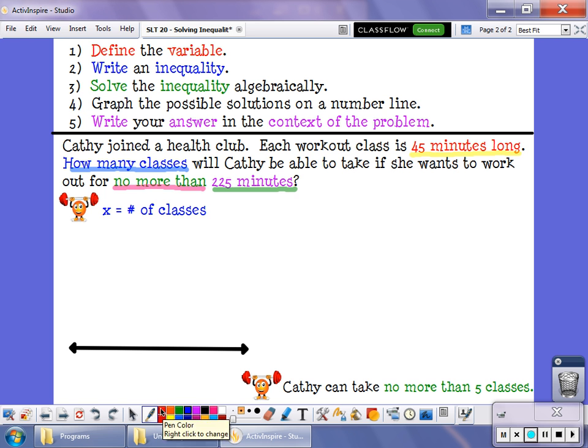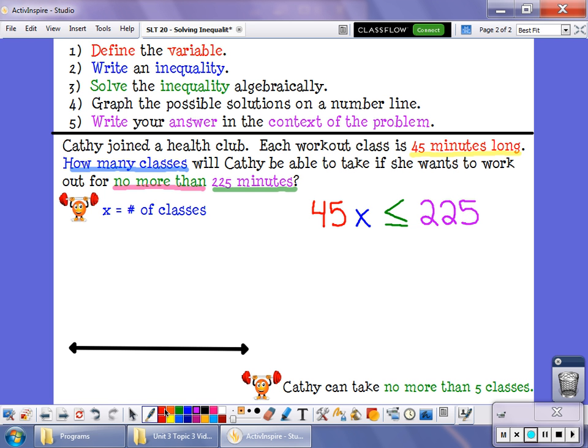When it comes to writing my inequality, I know that each class is 45 minutes long. So if I take 45 minutes and multiply that by the number of classes she takes, that will tell me her total workout time. So 45 times the number of classes can be no more than 225. No more than means less than or equal to. It means it could be up to 225, it can include 225, but it can't be more than it, so less than or equal to 225.